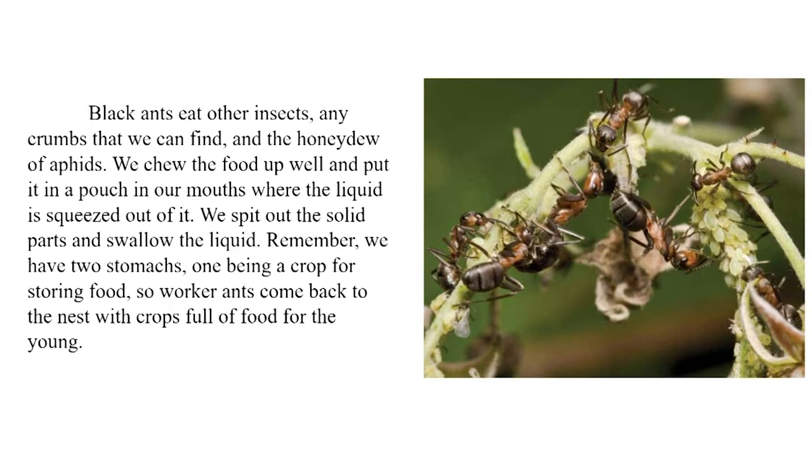We chew the food up well and put it in a pouch in our mouths where the liquid is squeezed out of it. We spit out the solid parts and swallow the liquid. Remember, we have two stomachs, one being a crop for storing food, so worker ants can come back to the nest with crops full of food for the young.